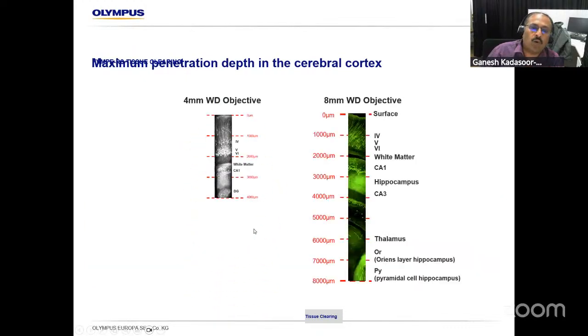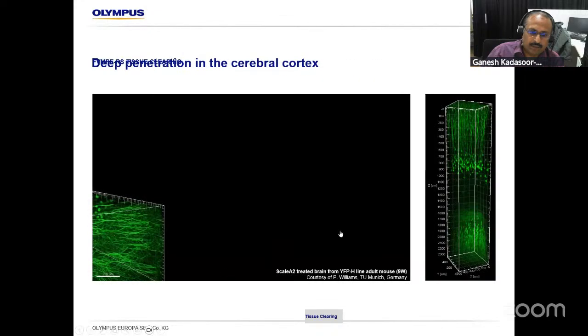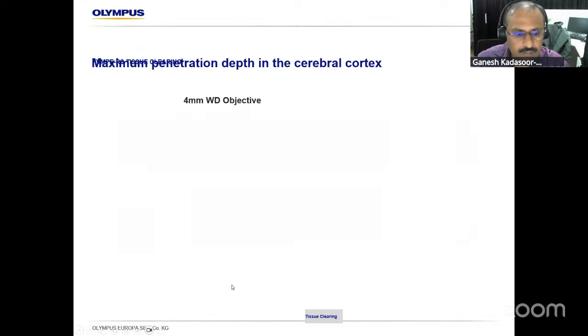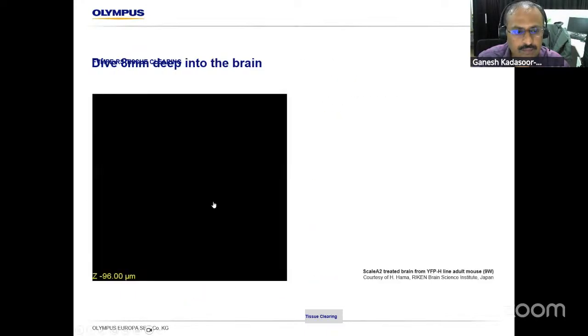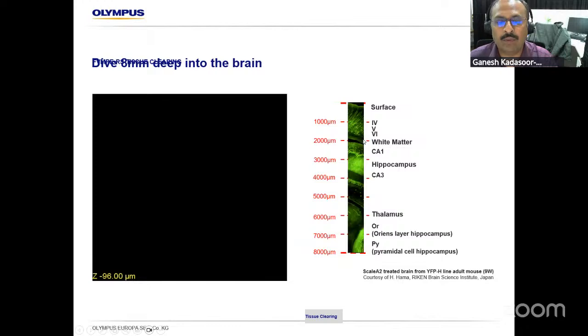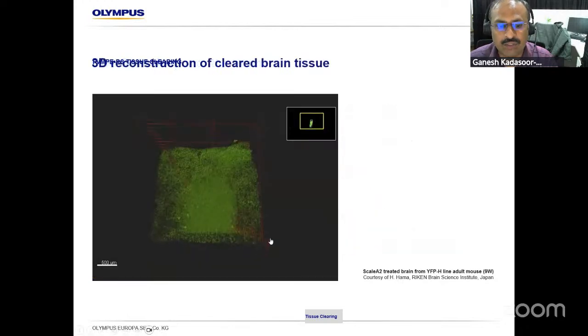That's how whole brain imaging can be done. See now, this is imaging the surface, and you are going deeper into the tissue, and you will be able to go up to 8 mm deep into the mouse tissue.